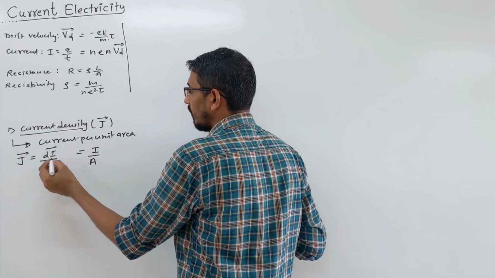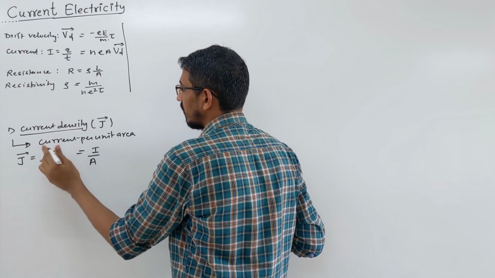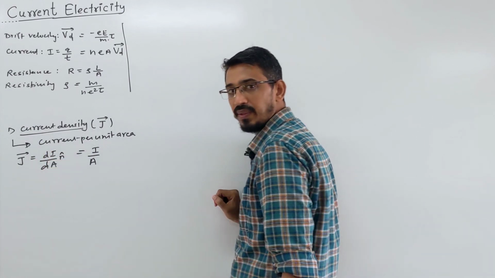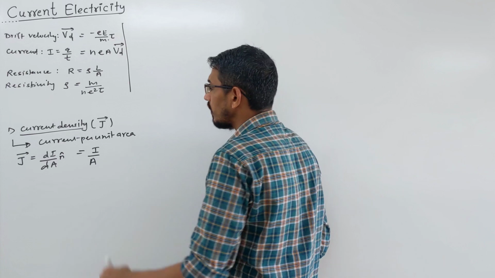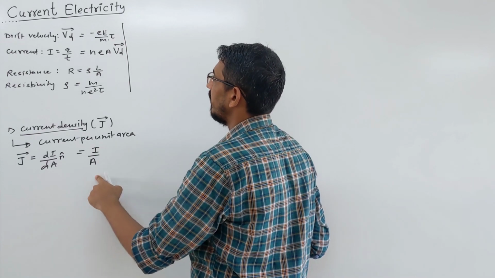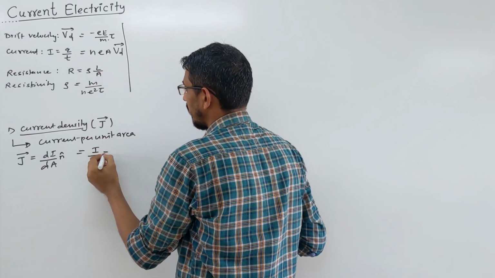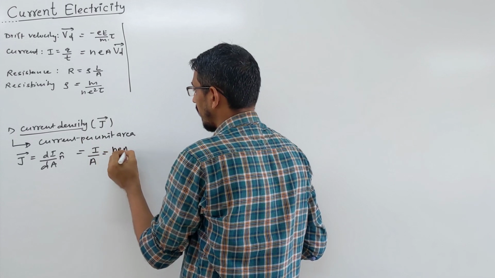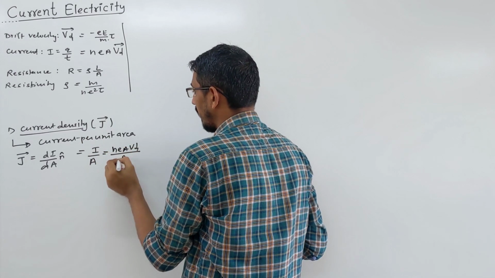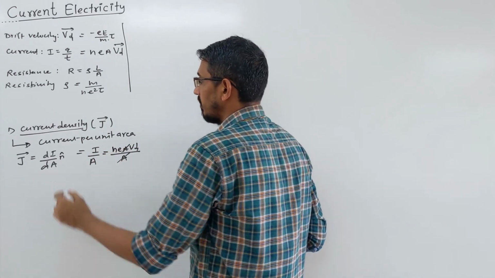Here we should write a vector, like current is not a vector, so you can write the vector direction with a unit vector. So I am saying this is the magnitude form I am writing. So what is current here? Look at the current, it is this much, n e A Vd, and A gets cancelled. So this is a main formula for current density.